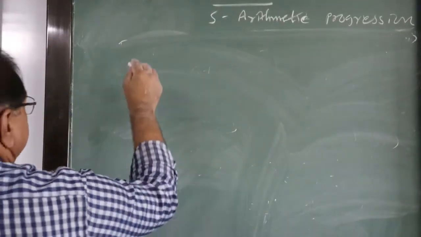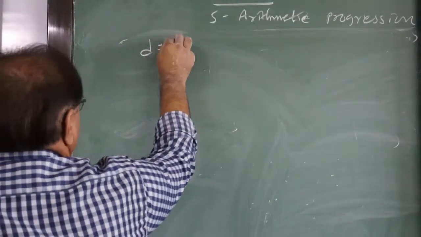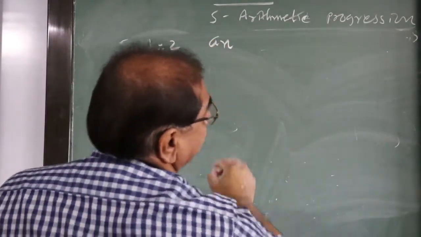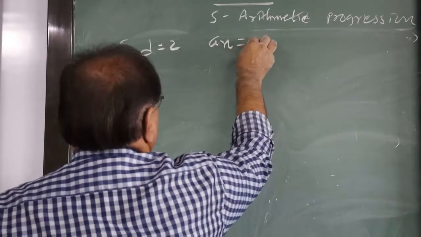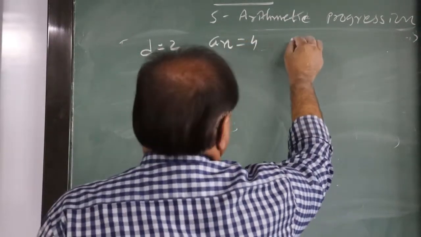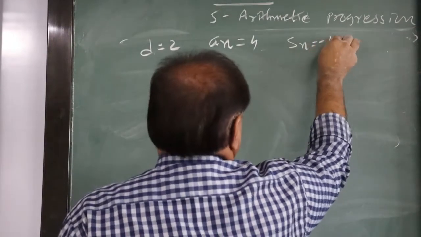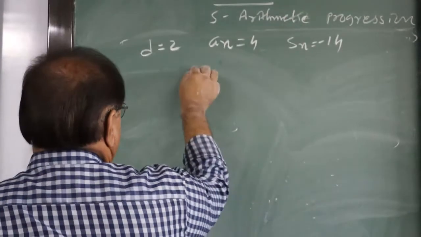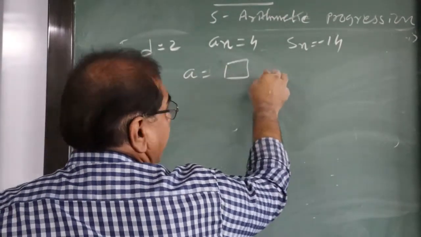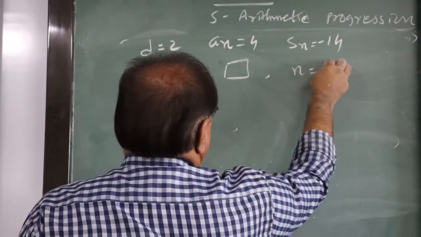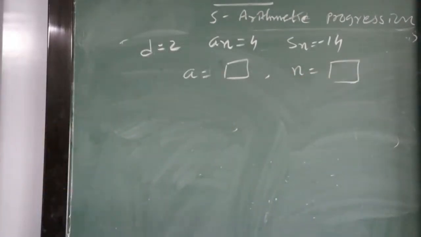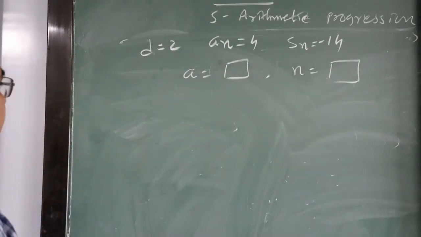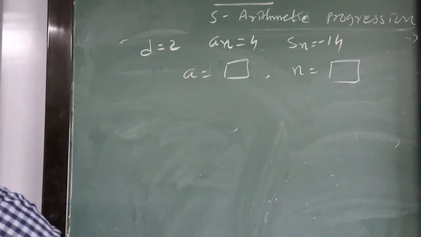For an AP, difference is 2. An, that is the nth term, is equal to 4 and Sn is equal to minus 14. This much detail is given. You have to find out what is a and you have to find out what is n, the number of terms. Okay. So as we have the formula for Sn, we have the difference, we can find out a very easily.